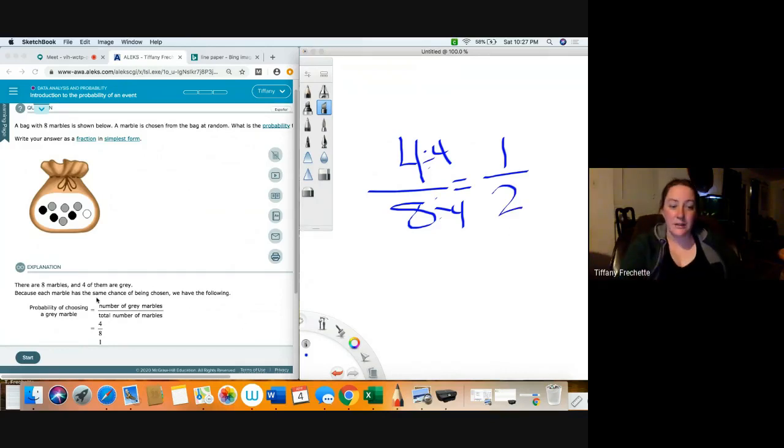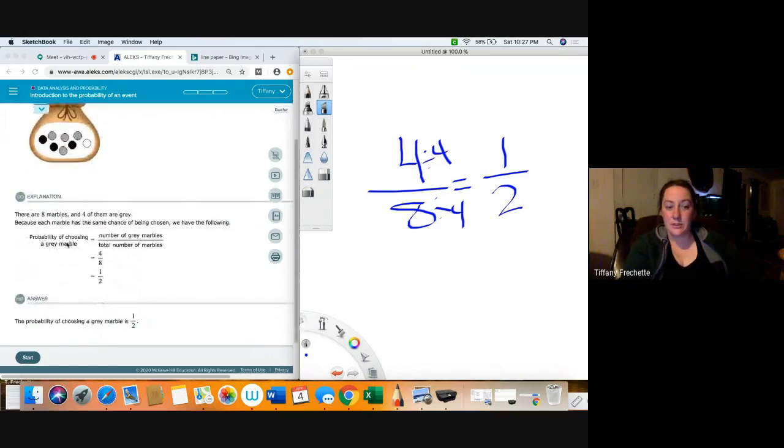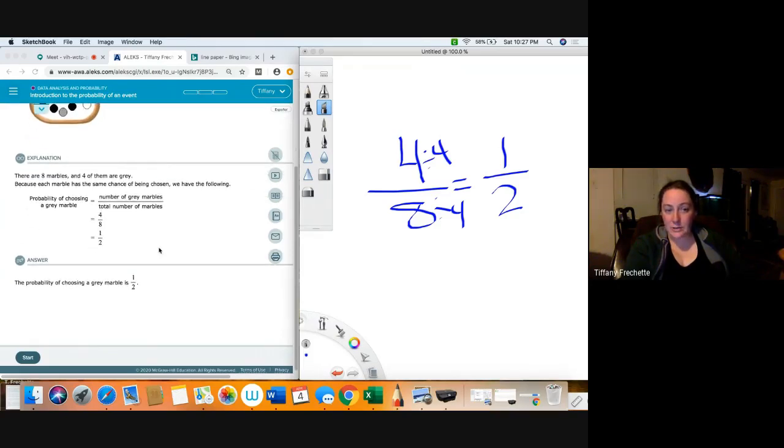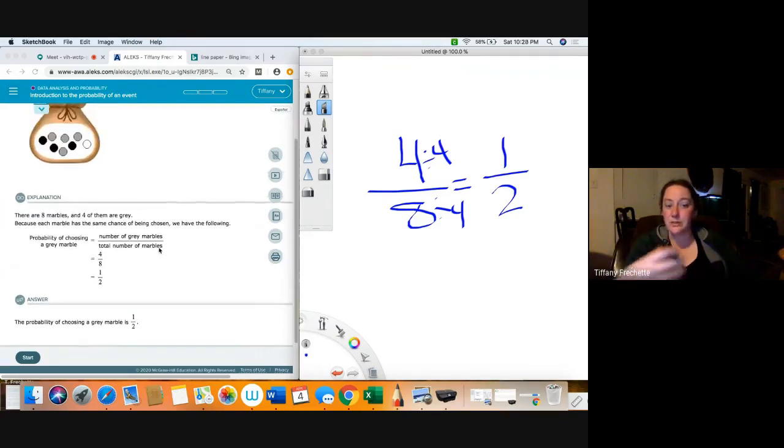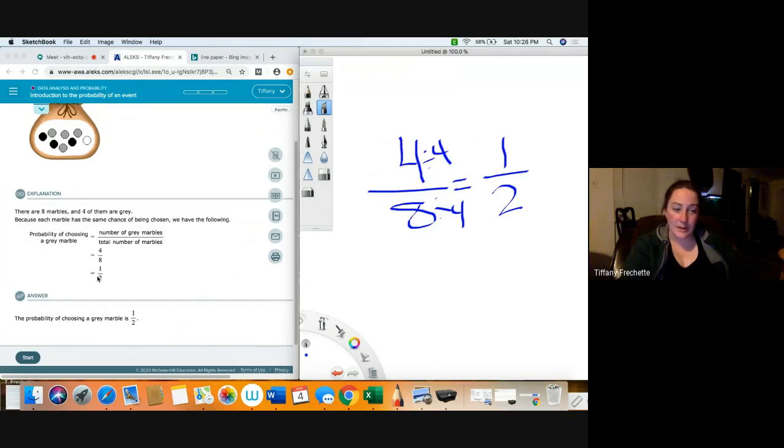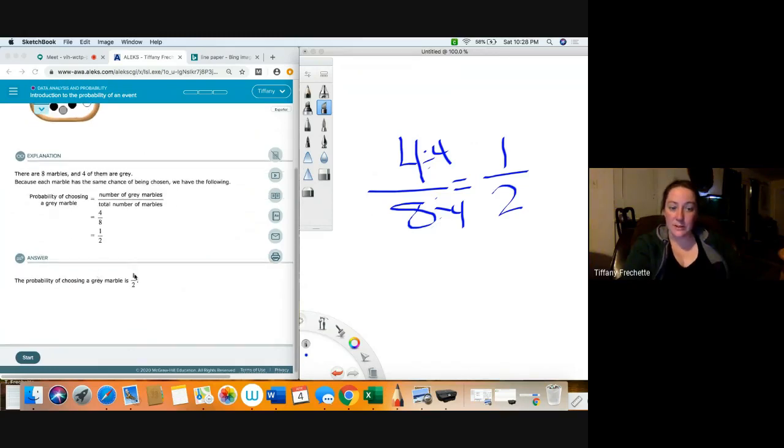So if we scroll down here, they're showing you the same thing: the probability of choosing a gray marble is the number of gray marbles over the total number of marbles. I just want to make sure it doesn't matter if it's marbles or cards, whatever it is, you put the total number of what you have, all the different things you could pull out of the bag, or if it's a stack of cards, on the bottom. The number that goes on top is what you want to happen. So what can happen and what you want to happen. Hopefully that makes more sense. Simplified, it is 1/2.